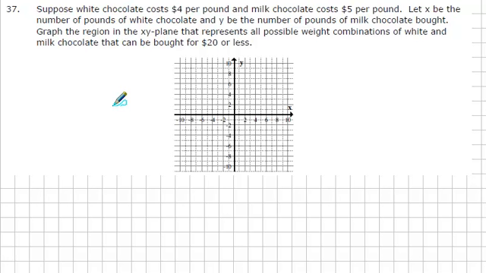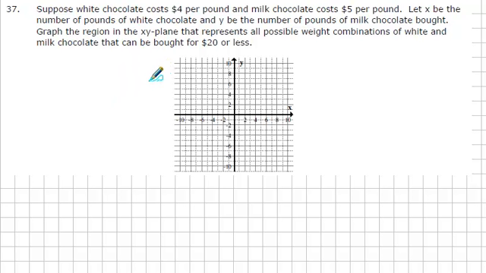Suppose white chocolate costs $4 per pound and milk chocolate costs $5 per pound. Let x be the number of pounds of white chocolate and y be the number of pounds of milk chocolate bought. Graph the region in the xy plane that represents all possible weight combinations of white and milk chocolate that can be bought for $20 or less.